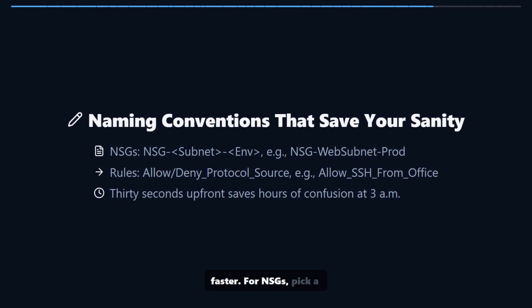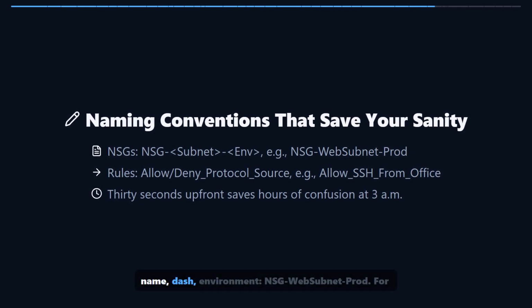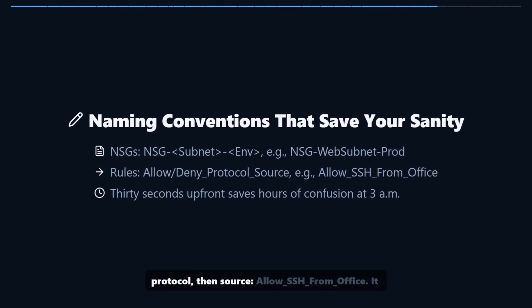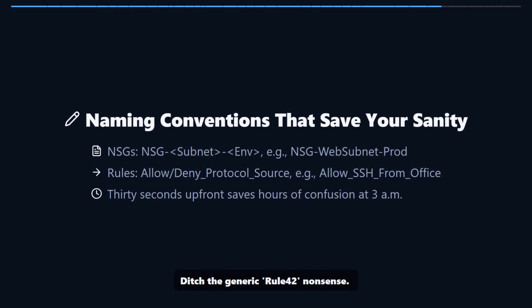For NSGs, pick a pattern like NSG, subnet name, environment: NSG-web-subnet-prod. For rules, allow or deny, then protocol, then source: Allow-SSH-from-office. It takes 30 seconds upfront and saves hours of confusion later. Ditch the generic Rule 42 nonsense.